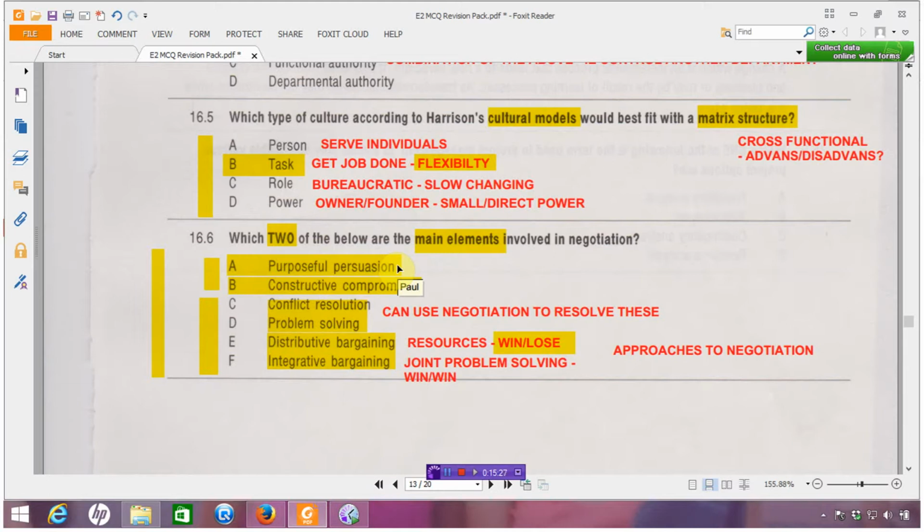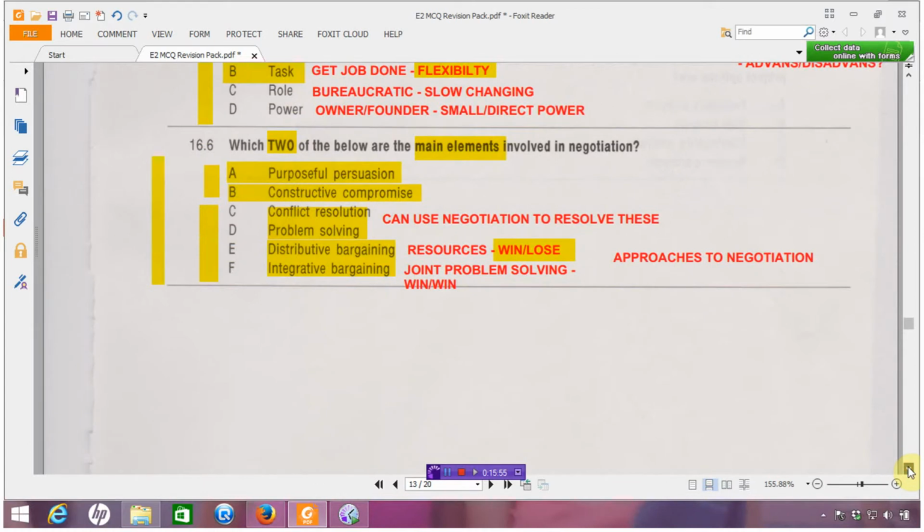In other words, giving up something. So in terms of a summary on this question, as I've said, I think it's a little bit tricky. I think we need to rote learn it. We literally need to rote learn it. Don't question it, just rote learn it. So, elements involved: purposeful persuasion, constructive compromises, approaches, distributive bargaining, integrative bargaining, and we can use negotiation in these areas. Okay. Right, moving on to the next one here.